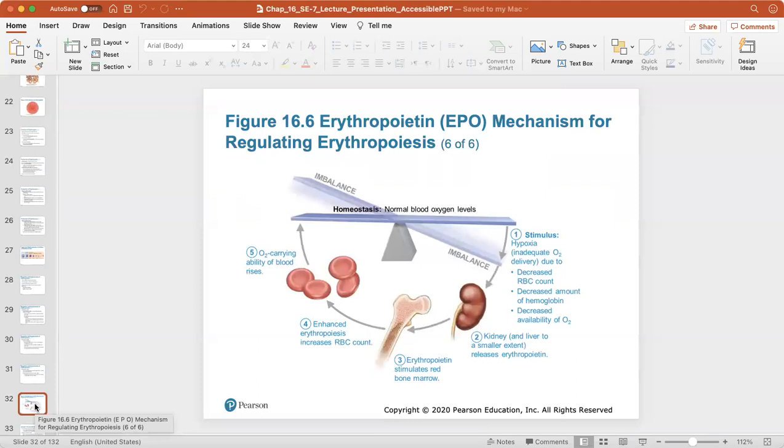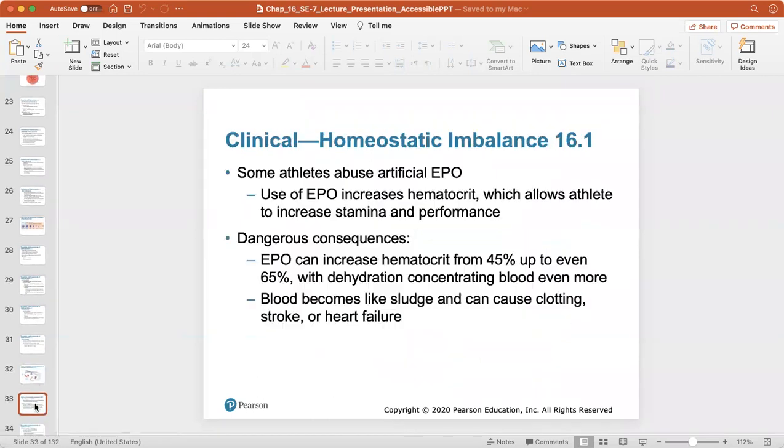So here's just kind of the homeostatic balance that we often show in regards to many systems in the body. This is showing normal blood oxygen levels. And if that balance becomes a little bit off, your kidneys, again, will release erythropoietin, which will stimulate red bone marrow production of red blood cells in the body.